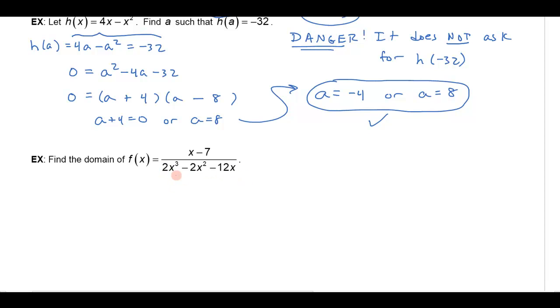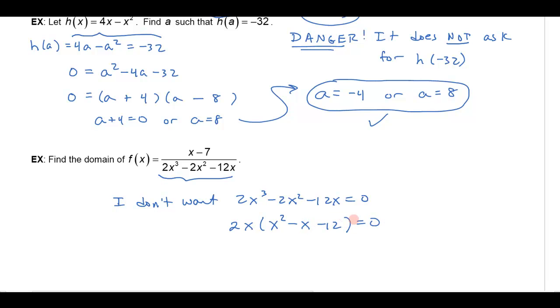So here I have the potential to divide by 0, because I have this algebraic expression in the denominator. So I just say to myself, I don't want that denominator to be 0. So I don't want 2x cubed minus 2x squared minus 12x to equal 0. So I just have to solve this equation, and that's similar to other equations we've solved. First, factor out the common factor. And then go ahead and factor the trinomial that's left.